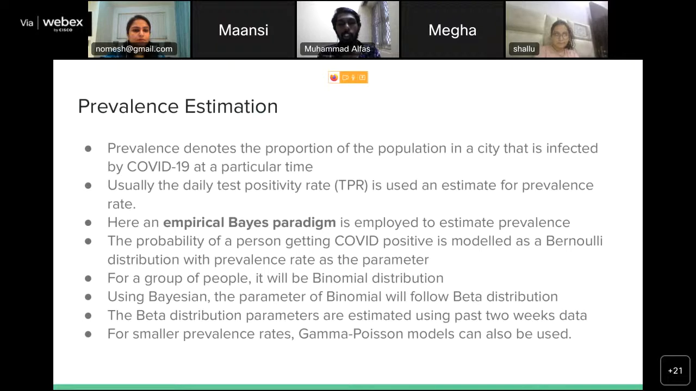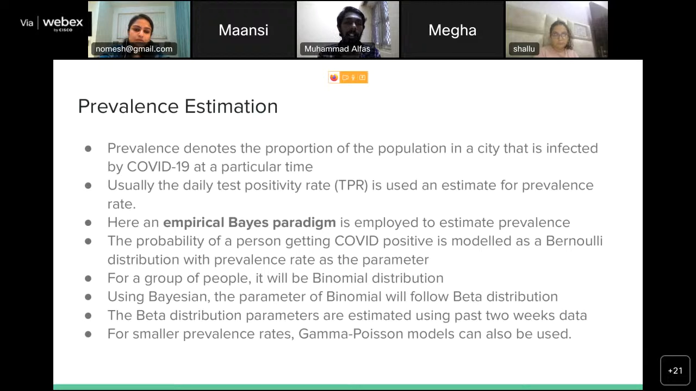So one major issue with the TPR is that, as we all know, usually only people who have symptoms or people who come in contact with infected people go for testing. So the TPR may be an overestimate of the prevalence. But we only have the data of the tested people and how many infections there are. We only have that data. So we use an empirical Bayes paradigm to estimate the prevalence rate.